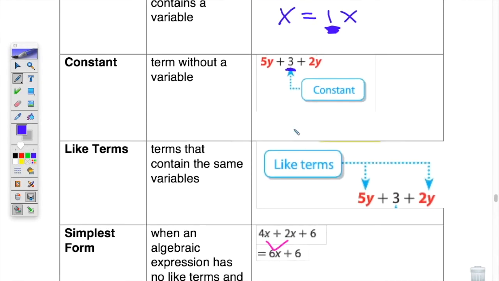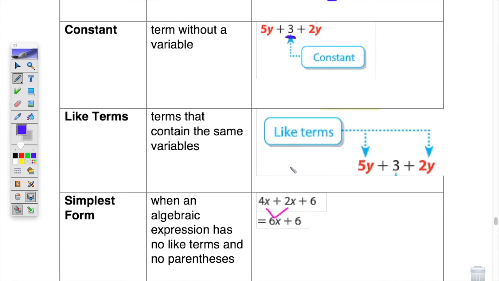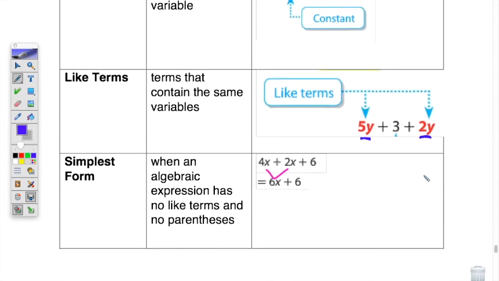Like terms are terms that contain the same variables. So in the example, using the 5y plus 3 plus 2y, the 5y and the 2y are like terms. They're like terms because we can combine them together.